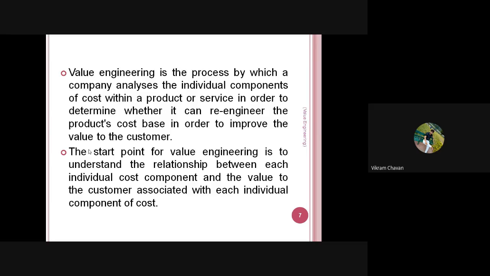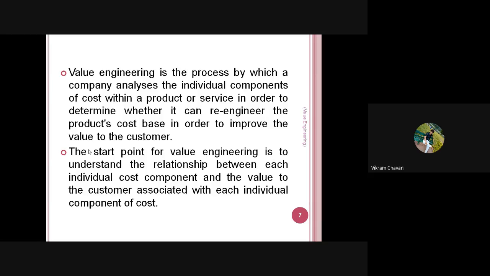Okay, and then further what we have to do, we have to perform the re-engineering on that particular product, whether particular functionality is required or not. Okay, that is the decision factor. If it is required, then how much value or how much cost should be provided to that particular component or that particular function. Okay, so that is nothing but division of price according to the function, and based on this basis, in order to improve the value to the customer.